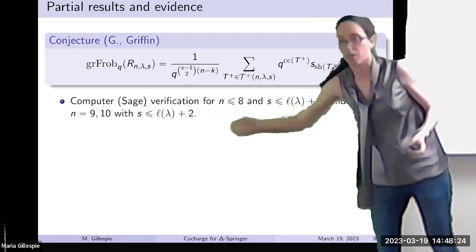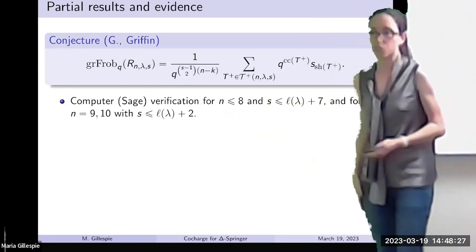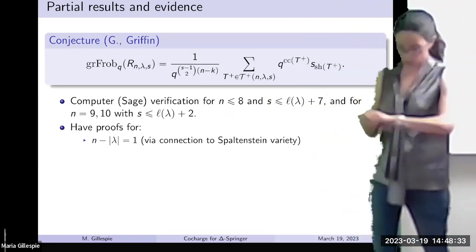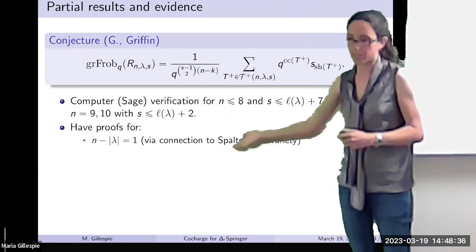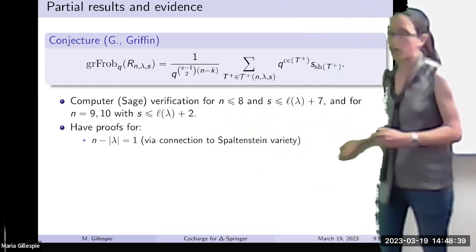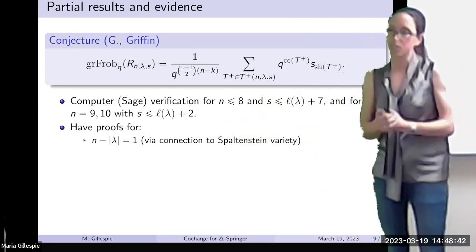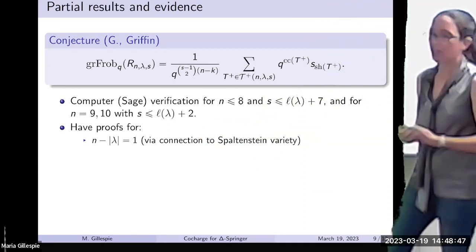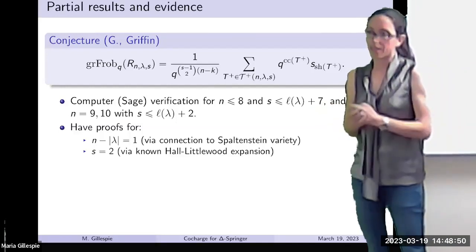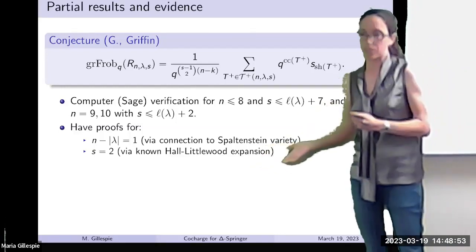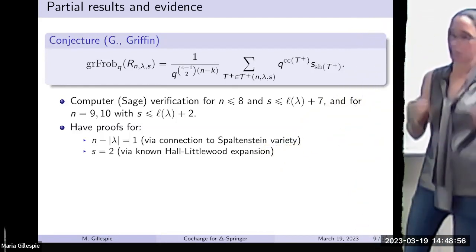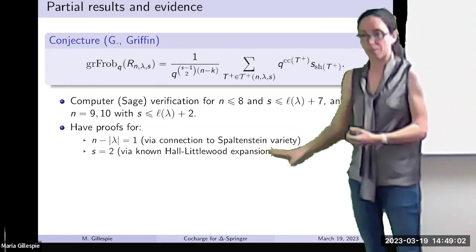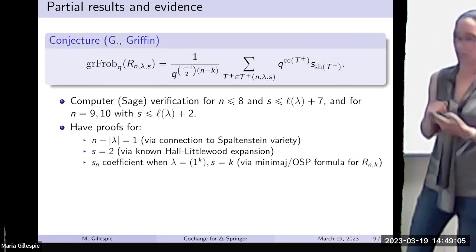We also did 9 and 10 for smaller s, and we're pretty sure this is true. We have some heuristic reasons why it should be true, as well as proofs for some special cases. One special case is when n minus k, the size of lambda, is 1. We have a geometric proof of this using the connection of the delta Springer varieties to the Spaltenstein variety. So that one just came out of the theory. And then s equals 2, we were able to prove using the known Hall-Littlewood expansion of the graded Frobenius and just comparing it directly to our formula using the Lascoux-Schützenberger formula. But that method didn't extend past s equals 2 as far as we could figure out.